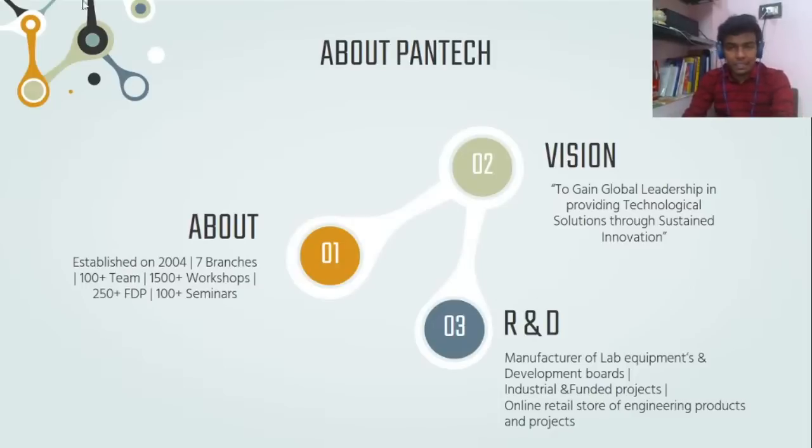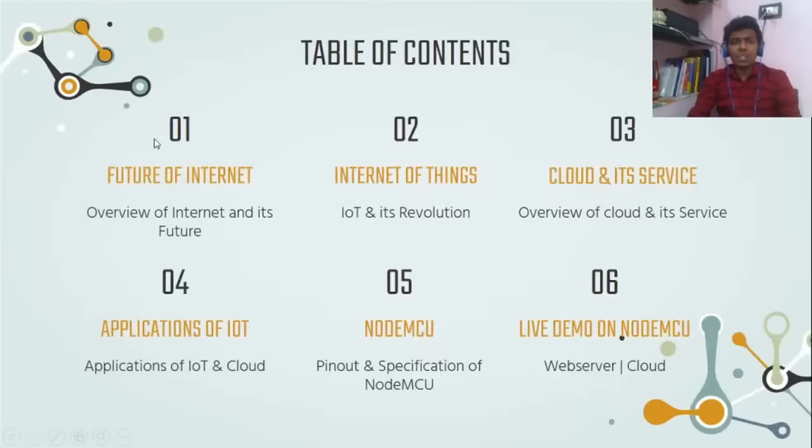So we'll move on to the agenda, guys. These are the agenda. First, we'll have the future of the internet. In it, we'll discuss what is going to be the future of the internet and its overview. Second, we'll discuss the Internet of Things, what is meant by Internet of Things and what its revolution is.